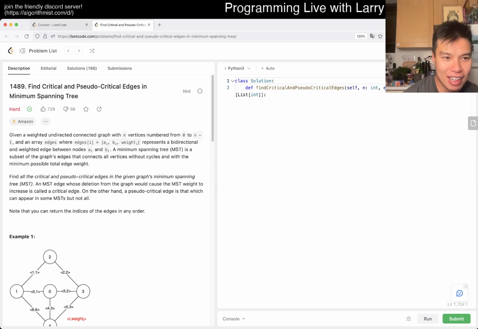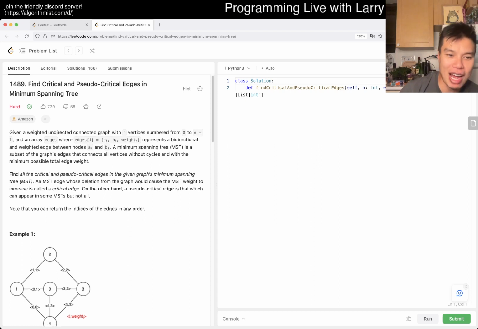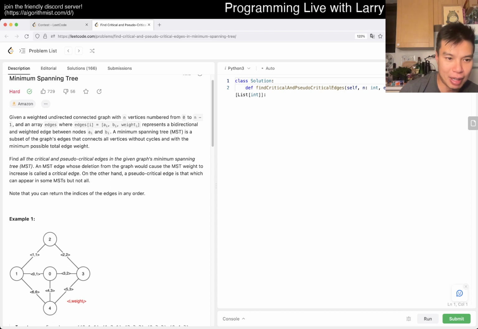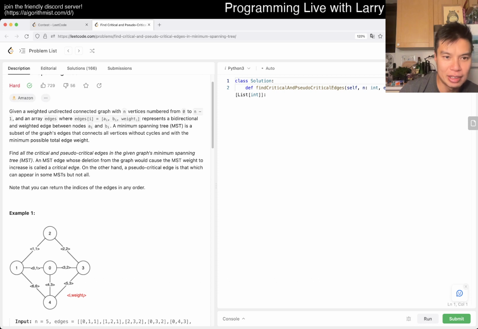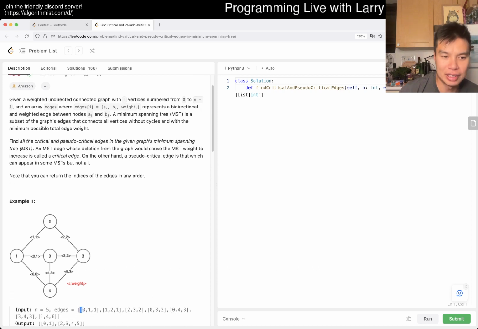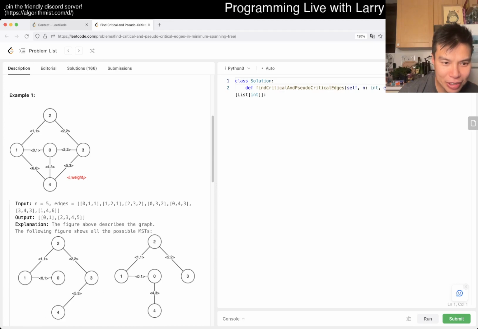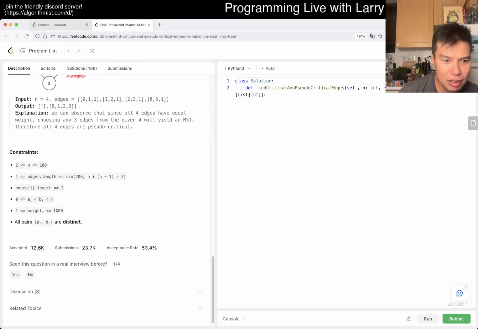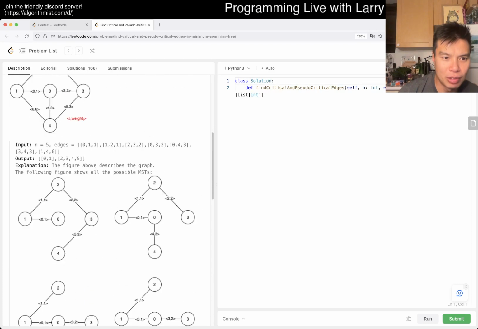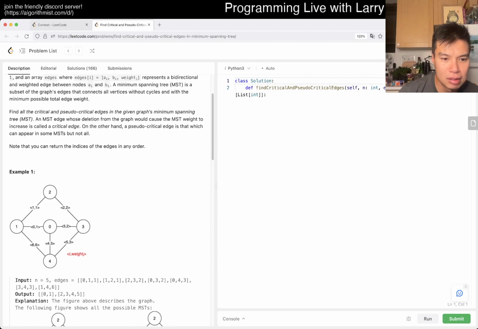All right, so we're given, I don't know why I'm reading it like this, a weighted undirected connected graph of n vertices from 0 to n minus 1. What does this mean, I and weight? Oh, because it's an edge list. I see. It's a weird way of phrasing it. Is it because you can have the same? Oh no, it's distinct. It's a really weird way of drawing it, maybe. Yeah, maybe it's fine. All right, so find the critical and pseudo-critical edges in a given graph.